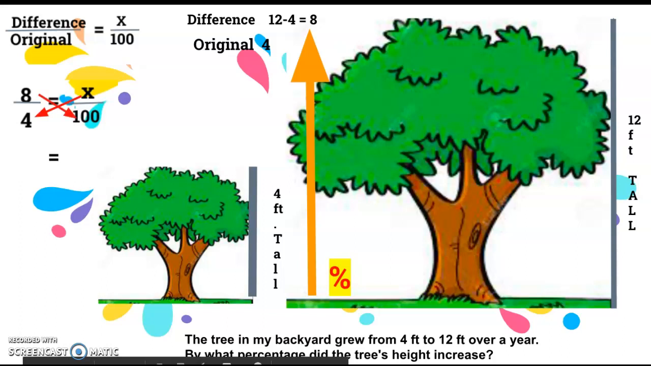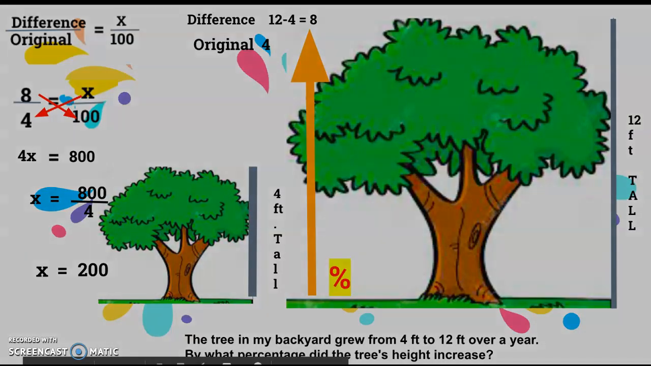I proceed to do my cross multiplication, and I end up with 4x on the left side, equivalent to 800 on the right side. Now I have a one-step equation. The inverse of multiplication is division, so now I am dividing 800 by the coefficient of 4, and x is equal to 200. That means that my tree grew 200% in 1 year.